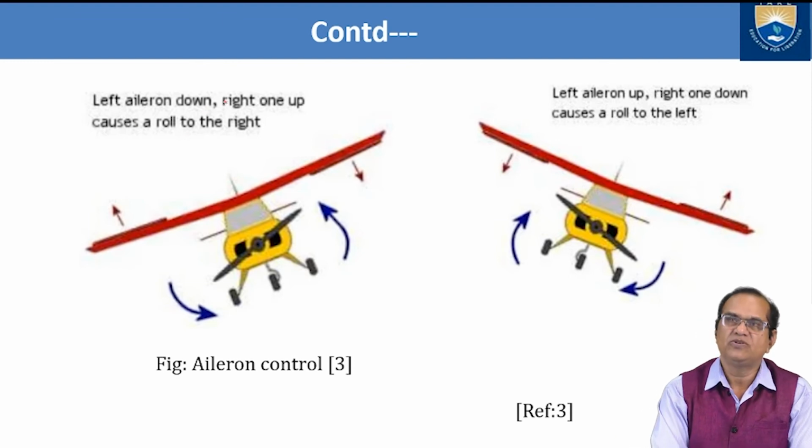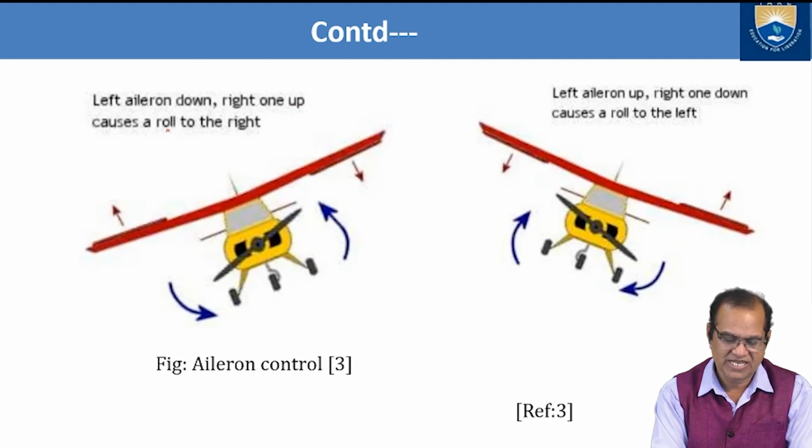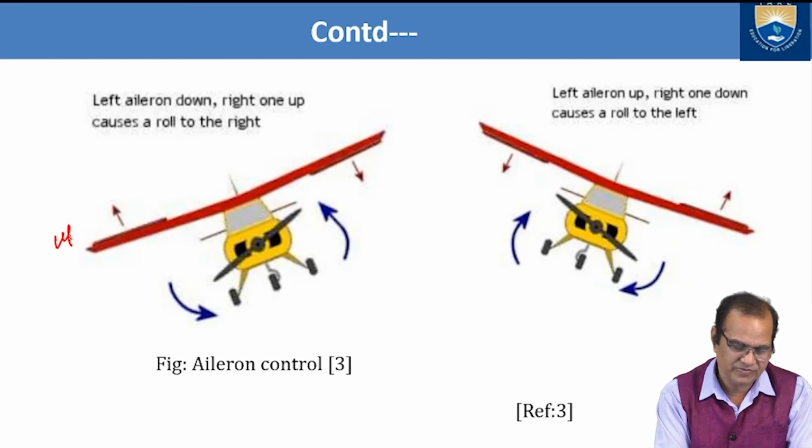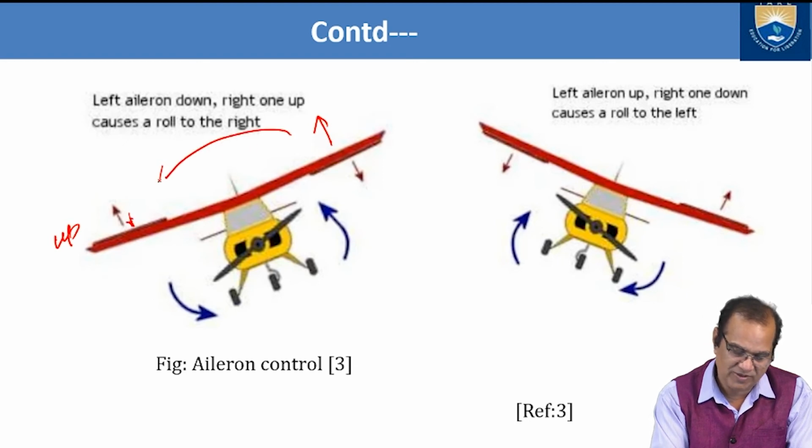The aileron down, right one up causes a roll to the right. So if you see, this aileron is up and this is the aileron down. So what will happen? Down will give more lift and here is less lift. The moment will be like this. So it is shown like this.